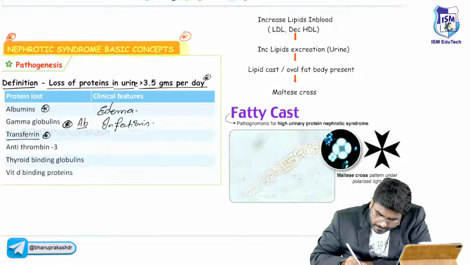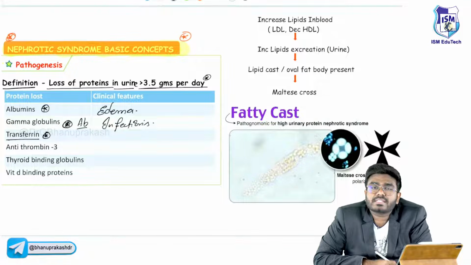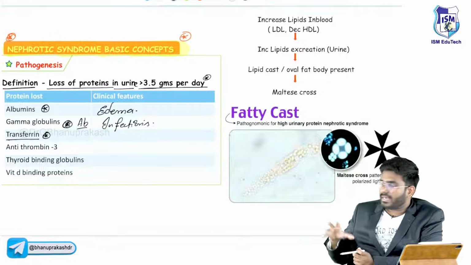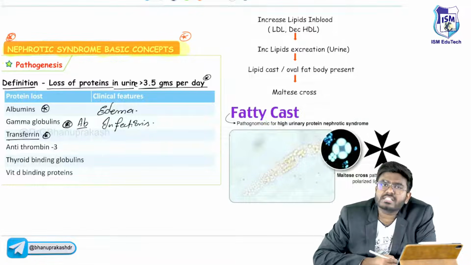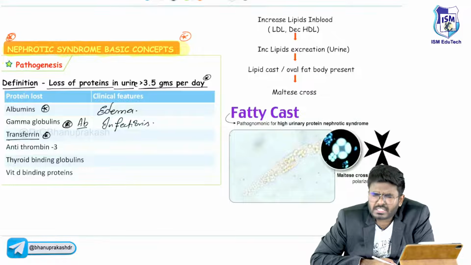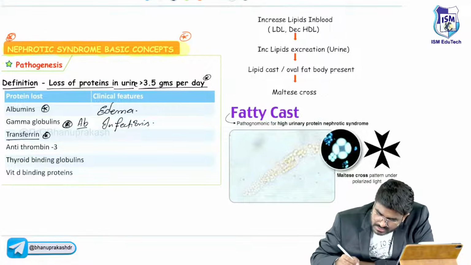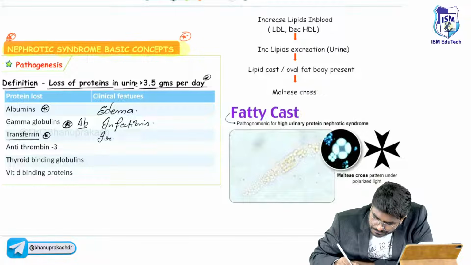So what is transferrin? Transferrin is the iron binding protein, the protein that binds with the iron in the blood. In the blood, iron is bound with transferrin. So when the transferrin is lost in the urine, now the iron binding protein is not there, so that will cause iron deficiency anemia.